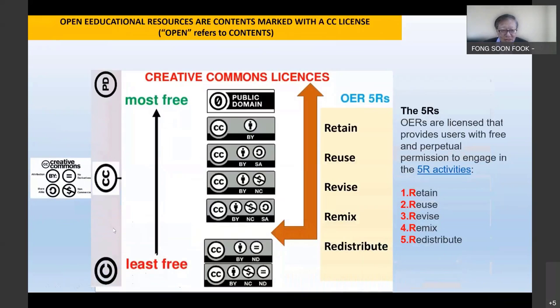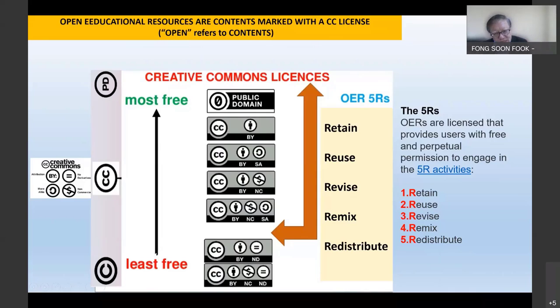Okay, so there you are. Again, the most free are here, and then the least free. When we say most free, it simply means that OER are all governed by the 5R. And this is very important. OER are licensed, they provide users with free perpetual permission to engage in the 5R activities.